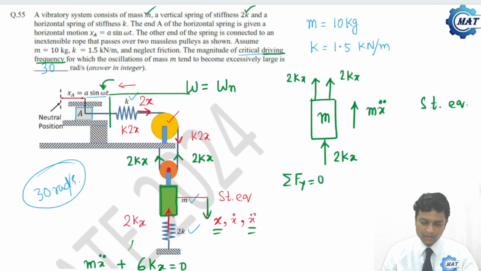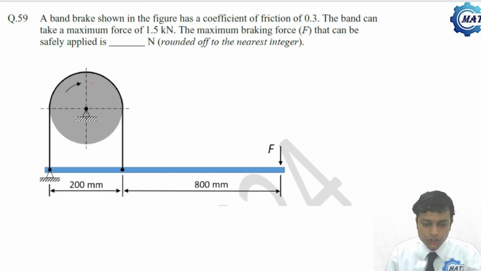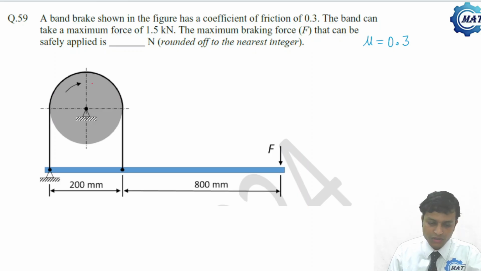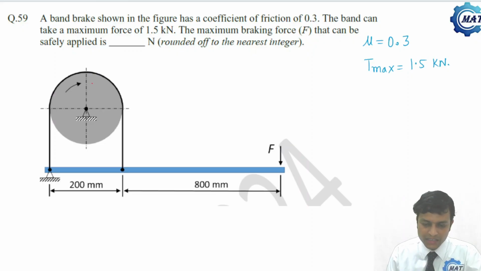Now let us move to the next problem. Band brake shown in figure has a coefficient of friction mu is 0.3. The band can take maximum force, that is the maximum tension T max is 1.5 kilonewton. The maximum braking force F that can be safely applied.